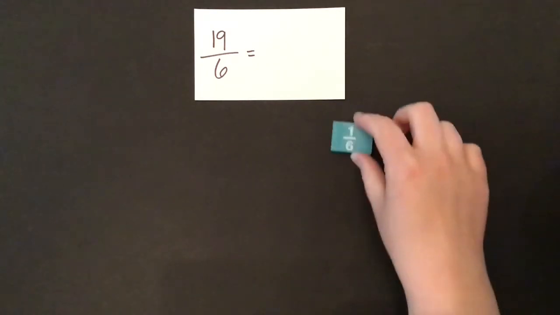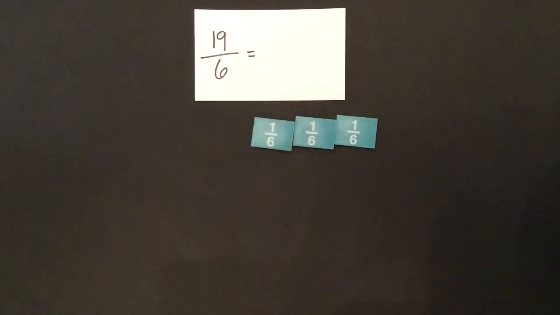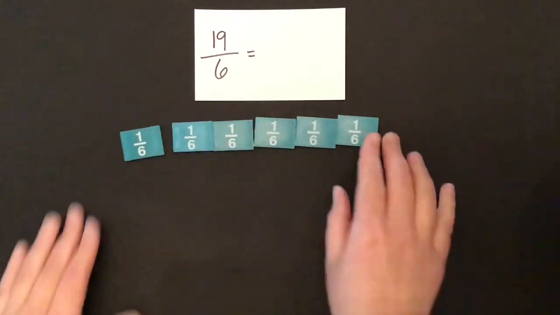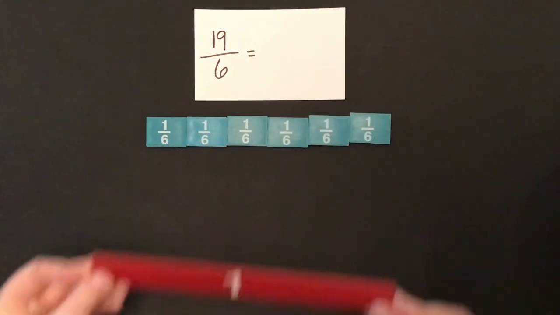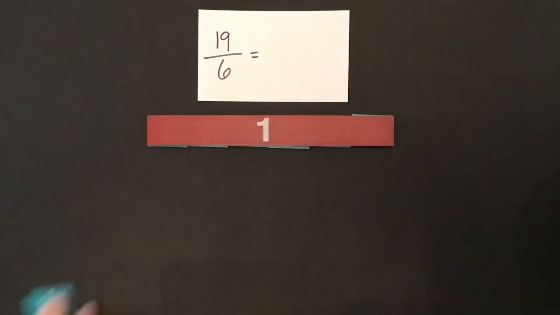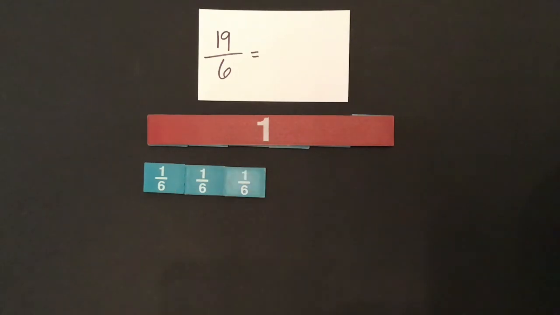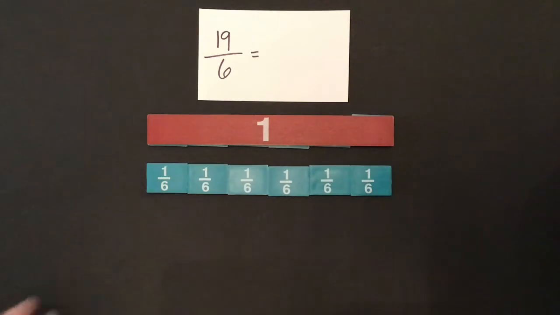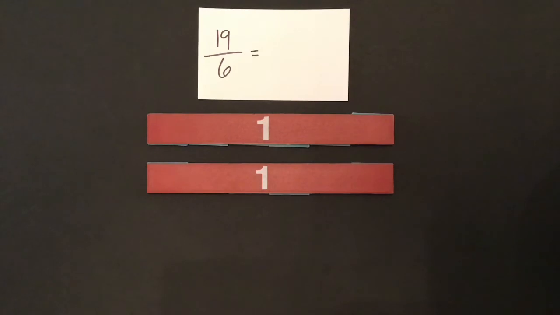So we have 1/6, 2/6, 3/6, 4/6, 5/6, 6/6. I'm going to go ahead and just put these in the wholes as we go. And then we have 7/6, 8/6, 9/6, 10/6, 11/6, and 12/6. And we've got to go to 19.